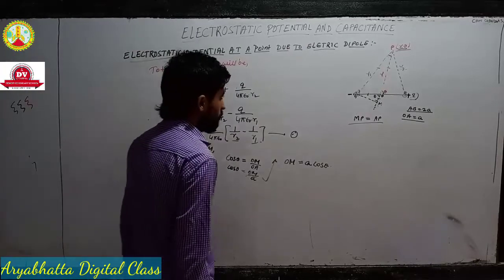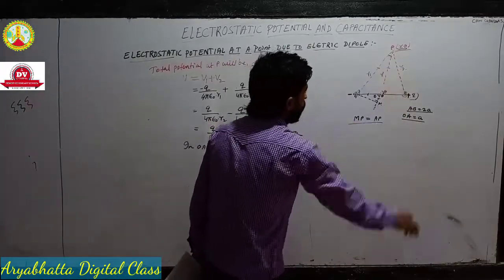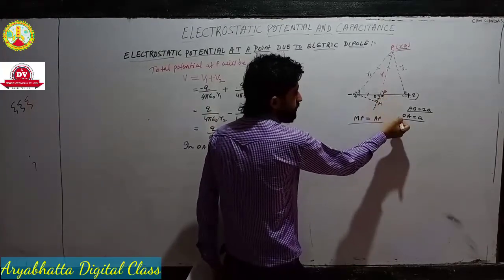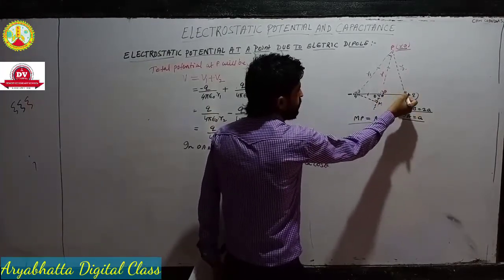Similarly, let's find the value of R2. In terms of R2 we'll get, right? So let's again draw a right angle. Now again I cannot extend this, right? So let's take something like here.